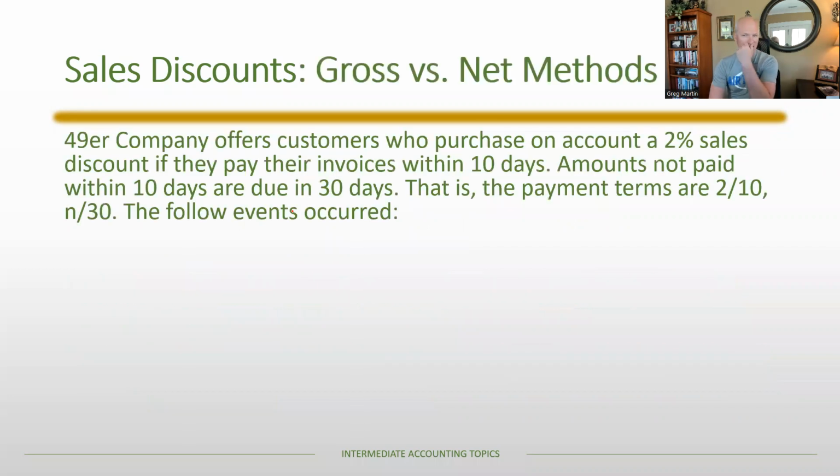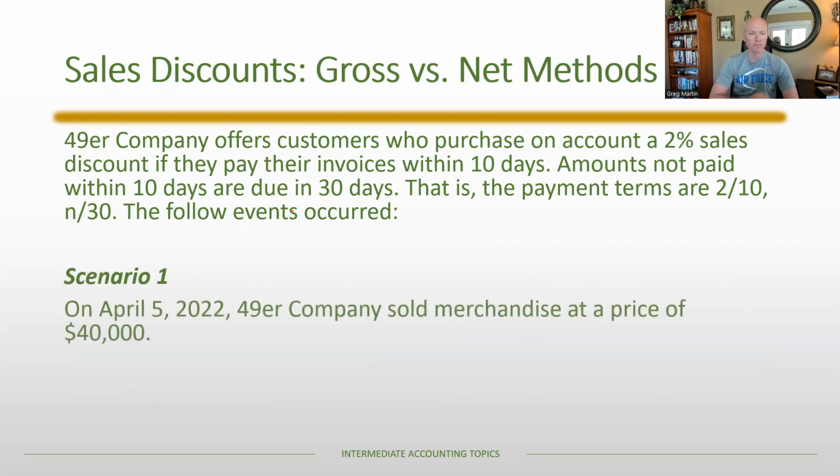So Comfort offers customers who purchase on account a 2% discount if they pay their invoices within 10 days. Amounts not paid within 10 days are due in 30. So the terms of that would be 2/10, net 30, like we just described. So the following events occurred.